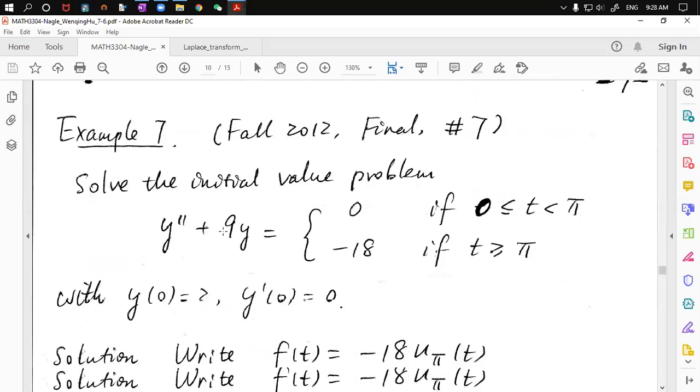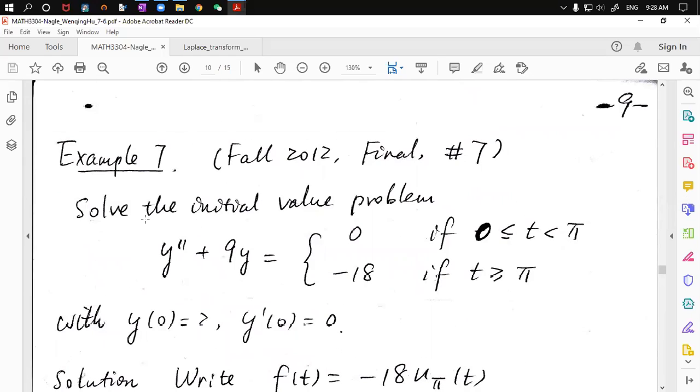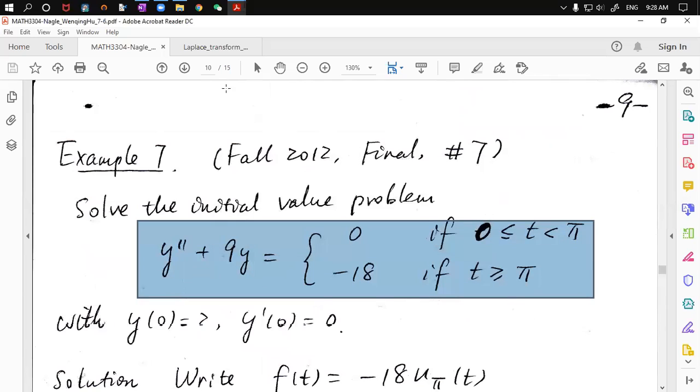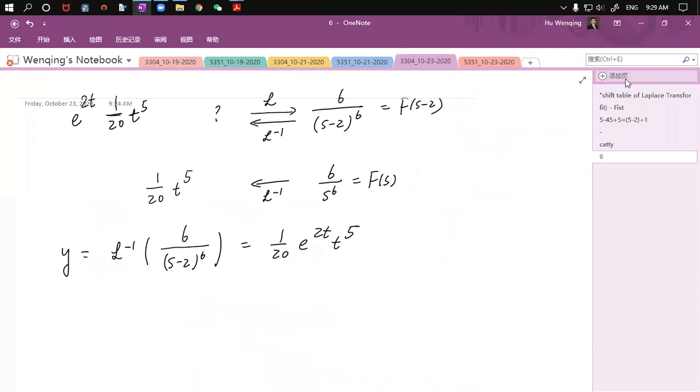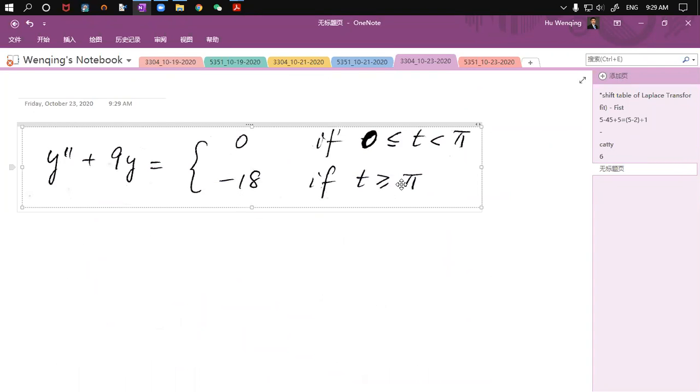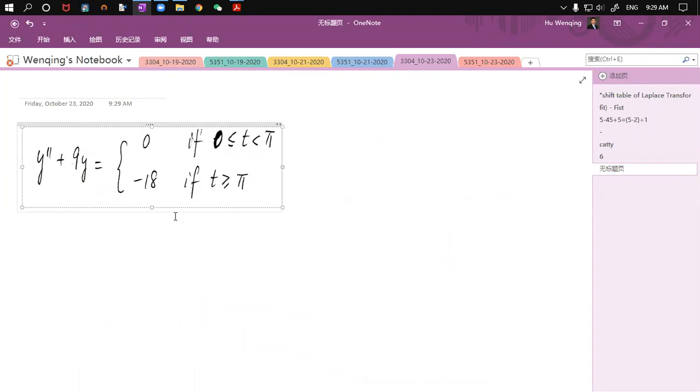So let's try to look at this problem. Can you solve this initial value problem? So this is an initial value problem. Let me make it small.